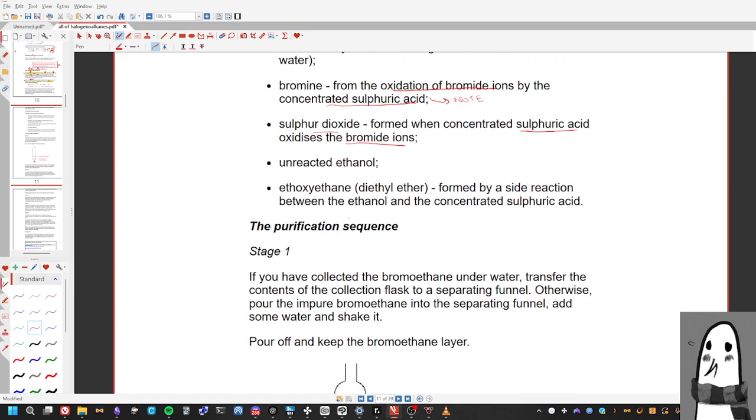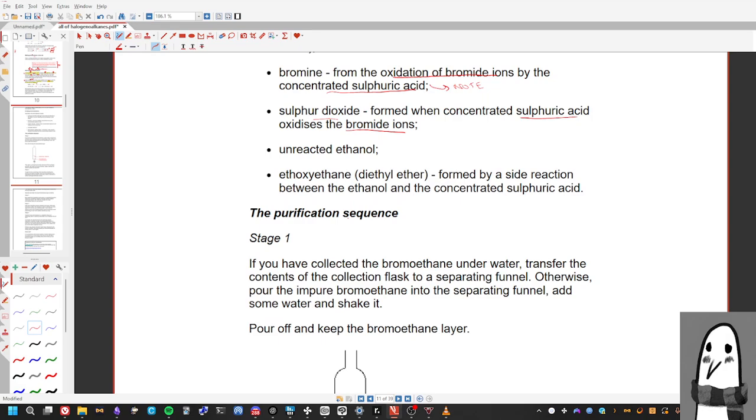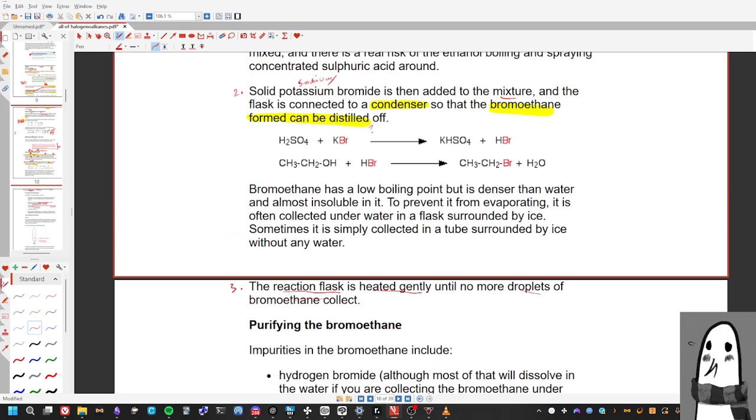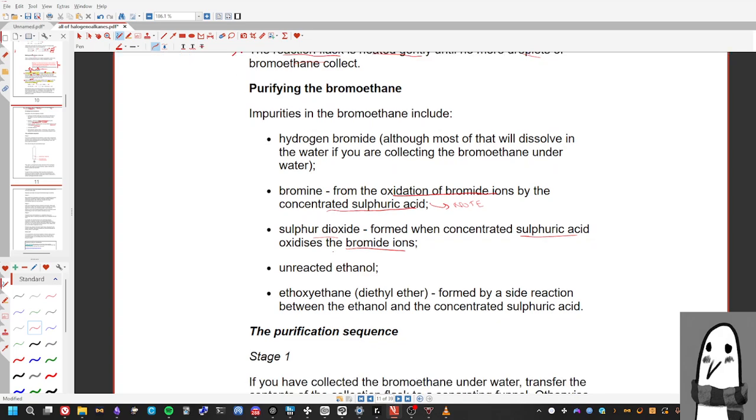Unreacted ethanol and ethoxyethane, diethyl ether, formed by a side reaction between ethanol and concentrated sulfuric acid. So this is another reaction between pure ethanol and sulfuric acid. Okay, so this would happen usually at the start. Like we call this S. This is just unreacted, but this would be S, the start of the reaction where you put those two together in that flask and heat it slowly, or whatnot. Sulfur dioxide: the sulfur is not supposed to react with the ethanol. However, it will.